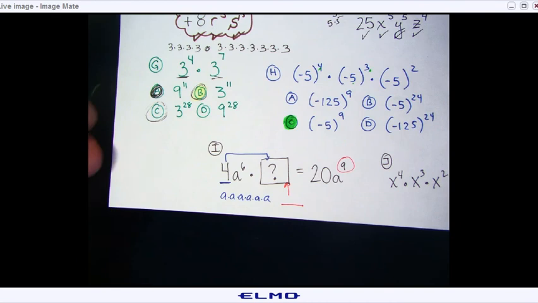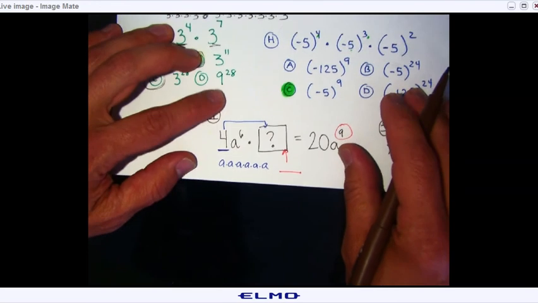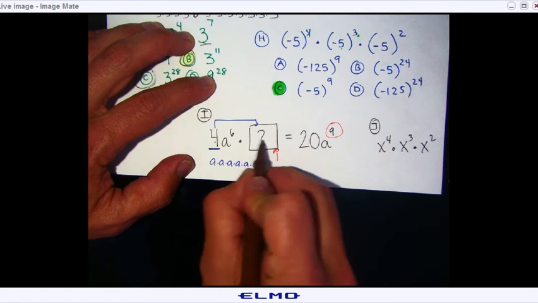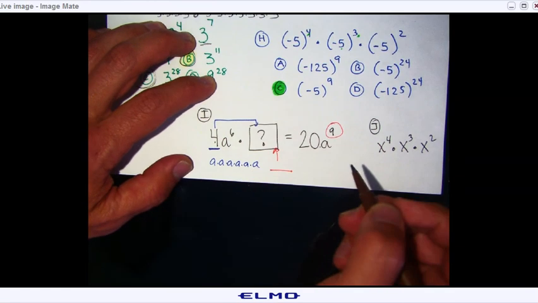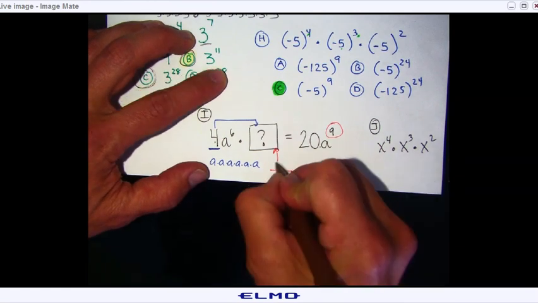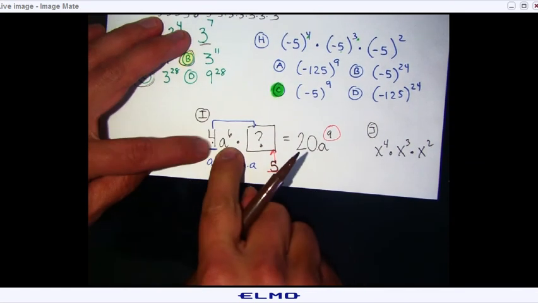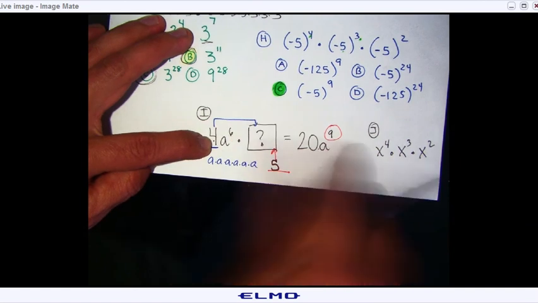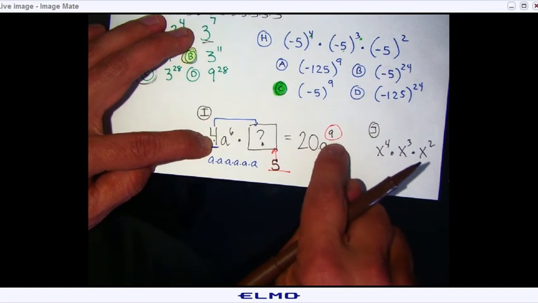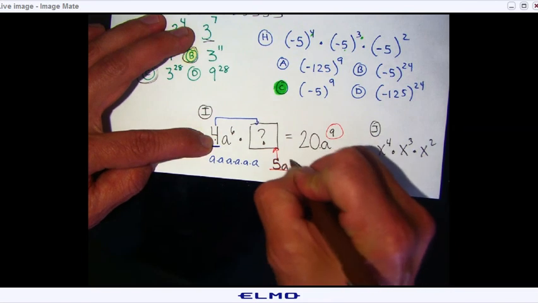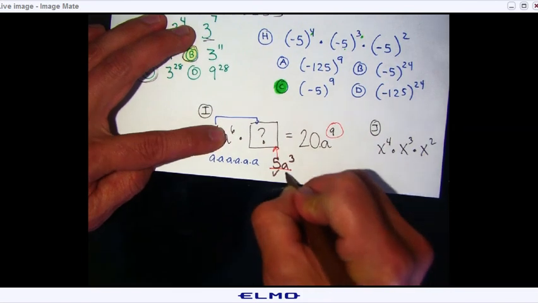And then the last one, the same thing, right? The last two, sorry. We got 4 times what is going to give me 20? 4 times what? 5. That's simple, right? And then I have a to the power of 6, but I want a to the 9. How many more do I need to get a to the 9? A to the power of 3. So there's your answer.